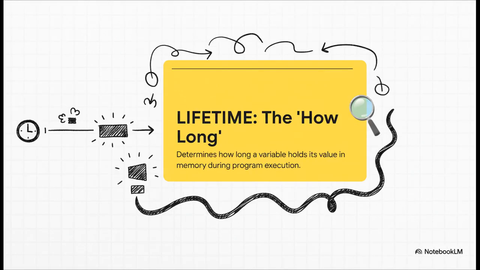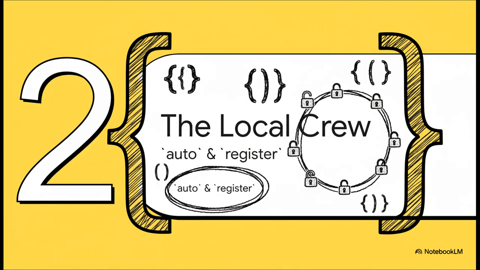And then we have lifetime. This one's all about persistence. It answers the question, how long does this variable actually exist in memory? You see, some variables are really fleeting. They're born the second a function starts, and poof, they're gone the moment it ends. But others, they stick around for the entire run of your program.